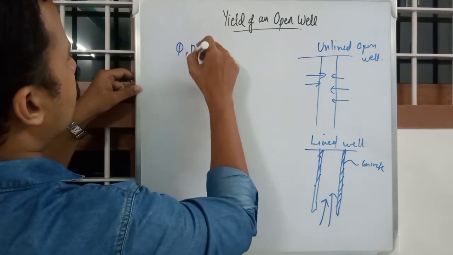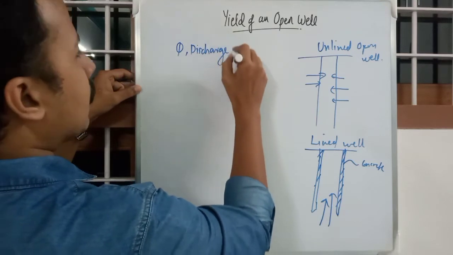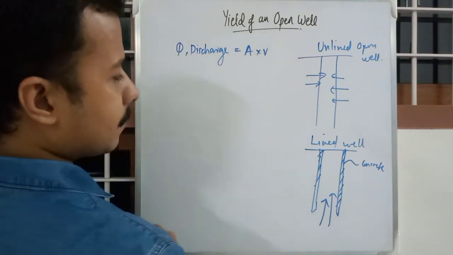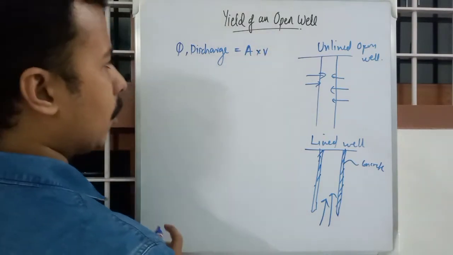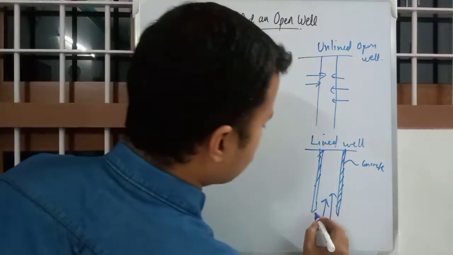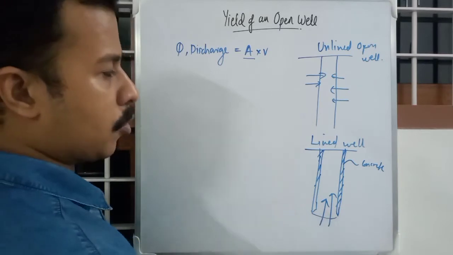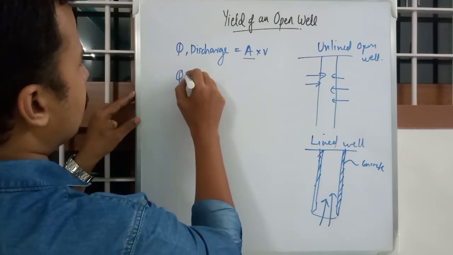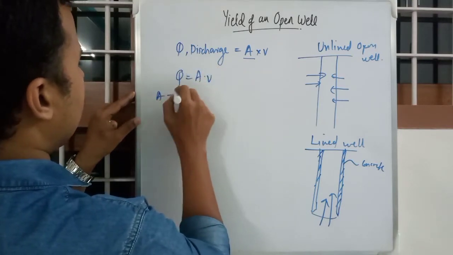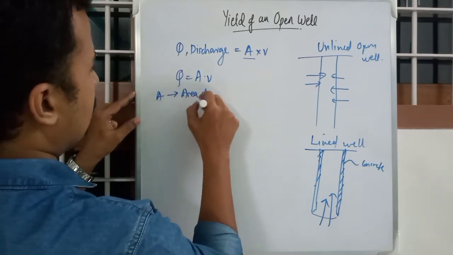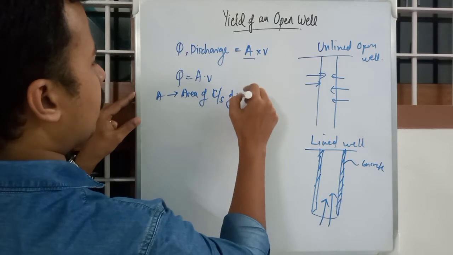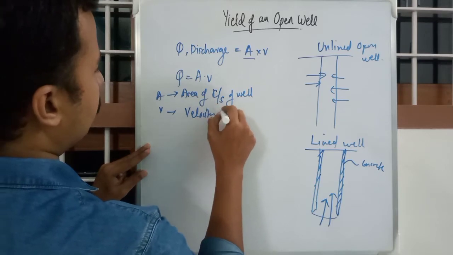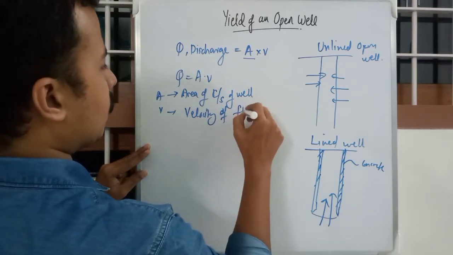So in case of a lined open well, we have discharge Q equal to area into velocity, where area is this area. There will be cavity formation and everything, but we just want to find the cross section area for the time being. Q equals AV. Area is the area of cross section of the well. Velocity is the velocity of flow of water.